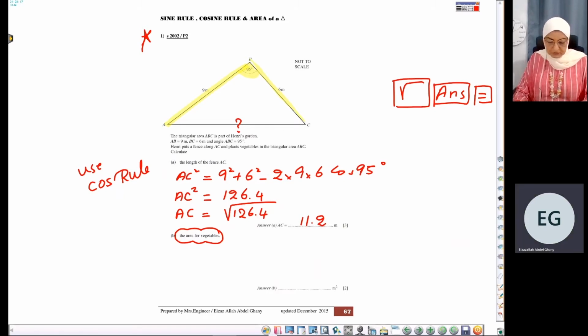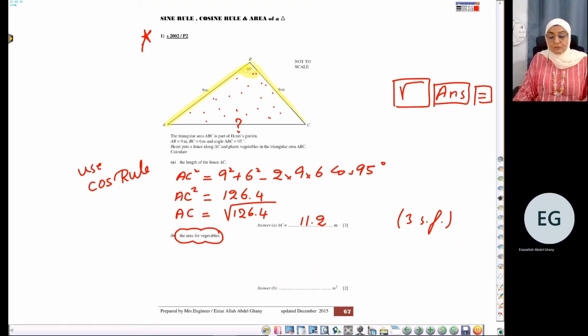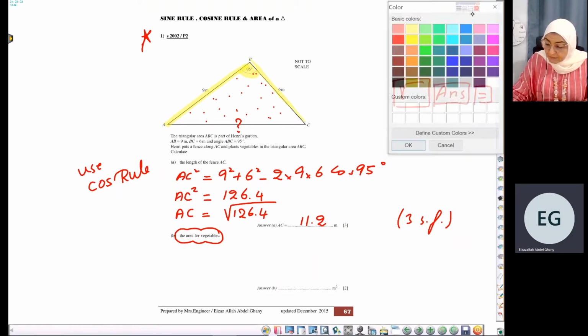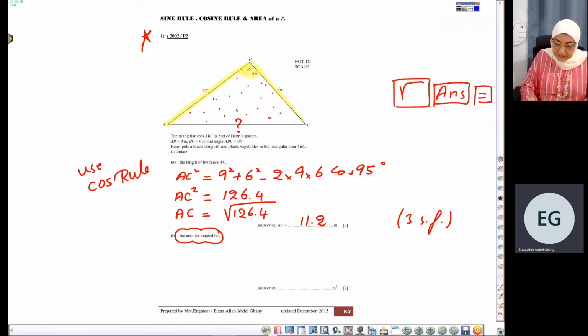So it's 11.2 meters, of course to three significant figures because it's a side length. After we found it, now we need to find the area of this whole triangle. To find the area, we need to say, what is the rule for the area? Half AB sine C. Area equals half AB sine C.